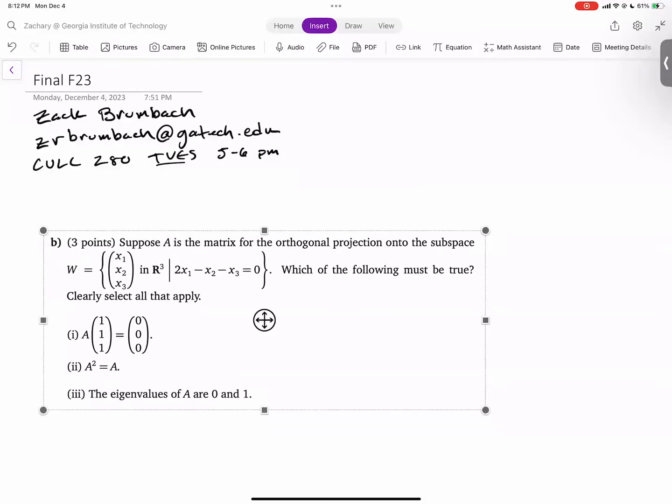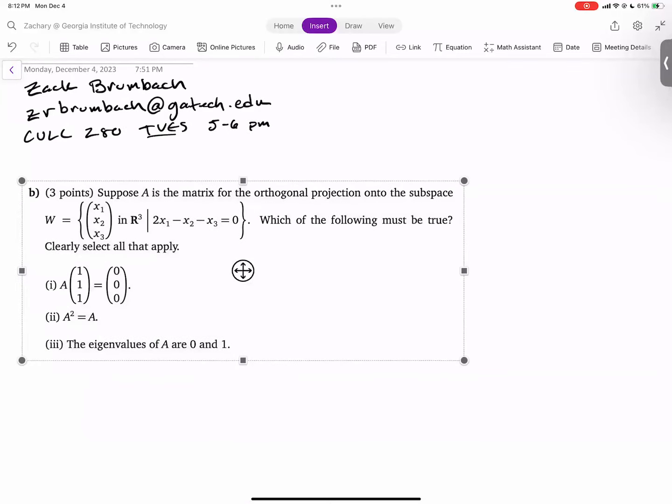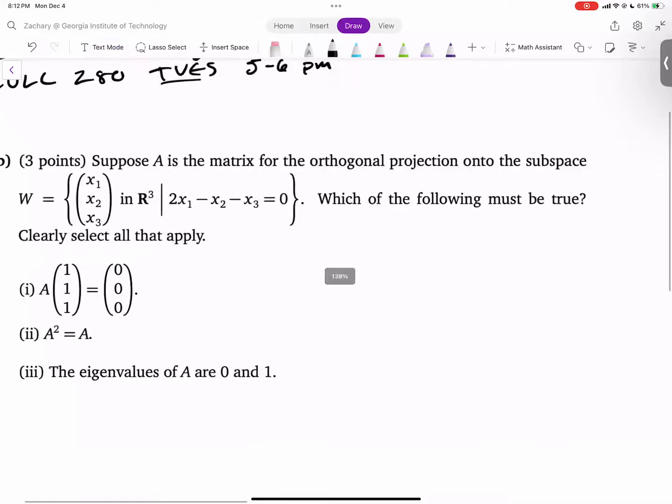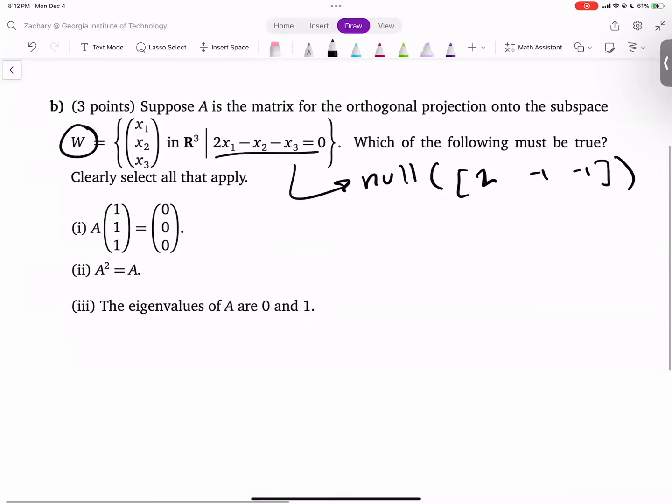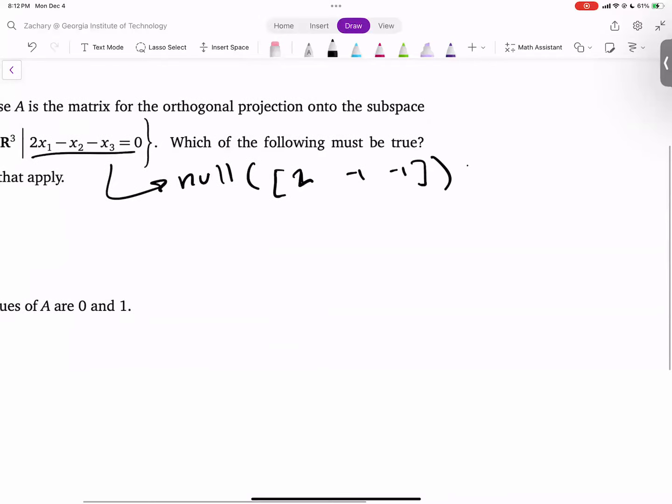Is this the right question? Cool. Okay. Suppose A is the matrix for the orthogonal projection onto the subspace W. Which of the following must be true? Well, this is the space W, and it's defined by this equation with 3 variables. It's equal to 0, so what does it look like? A null space, right? So we can rewrite this space as a null space, but this is an equation. How do we have to change this to a matrix now? So it's the null space of [2, -1, -1]. So this is what W is equal to.